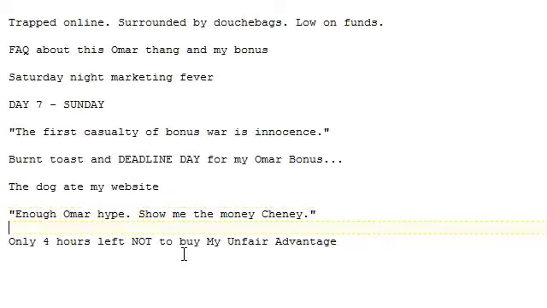And then finally, the last email, the 5th email of the day, the last email of the entire commission machine, only 4 hours left, not to buy my unfair advantage. So a slight little twist on this. People looking at it think, not buy? What do you mean? Yes, do not buy it. Do not buy this if you're not going to take action. Do not buy this if you expect money to come spitting out of the computer in 12 seconds. Do not buy, and so on. So it's a little bit reverse psychology, but also just qualifying people and explaining a little bit more about what the program is.